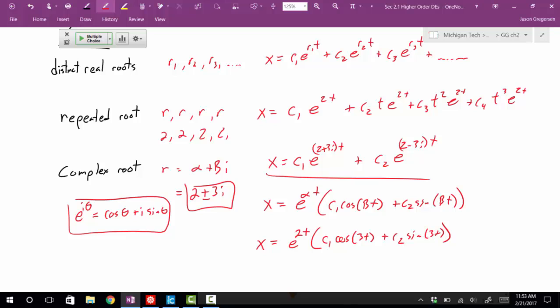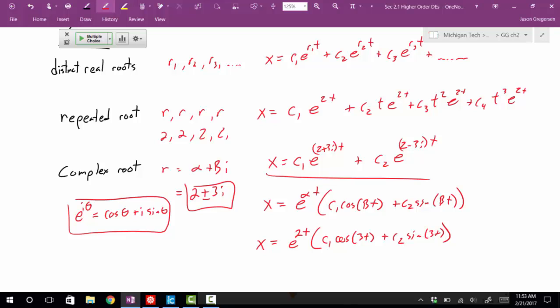Once you find the roots, you have to figure out the appropriate solution. Something to highlight: that is cosine of 3t, not cosine of 3i. That beta value here, or however your book writes it, is the coefficient of the i term, the imaginary part of the complex number. The coefficient does not include the i. It's the real number coefficient here. Any questions here?